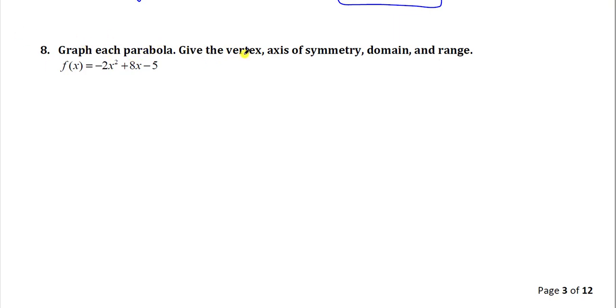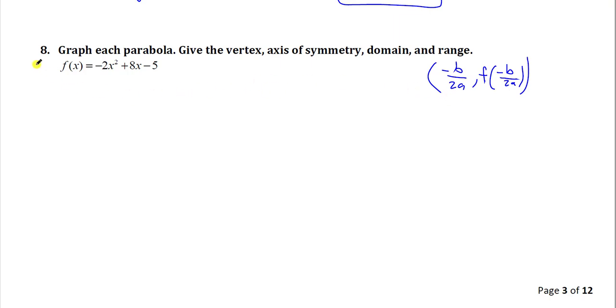Graph the parabola. Give the vertex, the axis of symmetry, the domain, and also the range. Now in this problem, we can see that we have a second degree polynomial or quadratic equation, which is the parabola. In order to find the vertex, we know that the formula for the x coordinate is minus b over 2a. And for the y, it's just the function f evaluated at minus b over 2a.